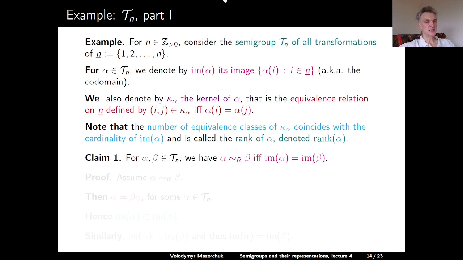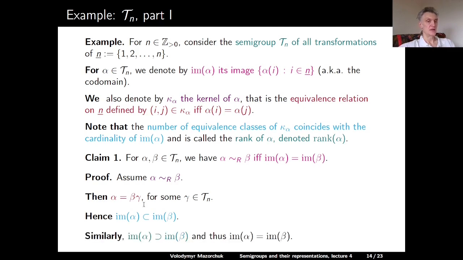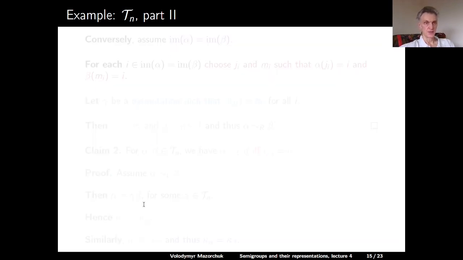Claim 1. Let's describe the right Green's relation on Tn. Two elements alpha and beta in Tn are right equivalent if and only if they have the same image. Proof. Assume that alpha is right equivalent to beta. Then alpha is equal to beta gamma for some element gamma in Tn. And so the image of alpha must be contained in the image of beta. Similarly, the image of beta is contained in the image of alpha, and so the two images coincide. Conversely, let us assume that alpha and beta are two elements with the same image.